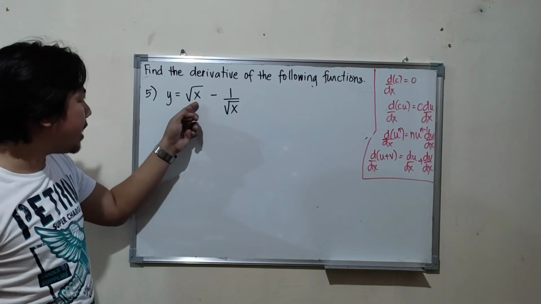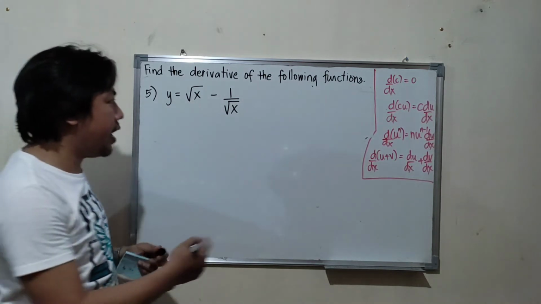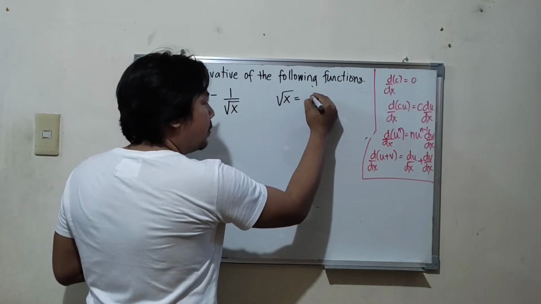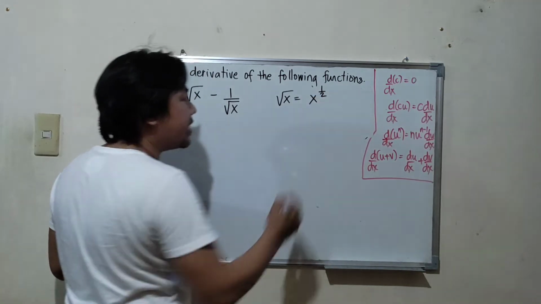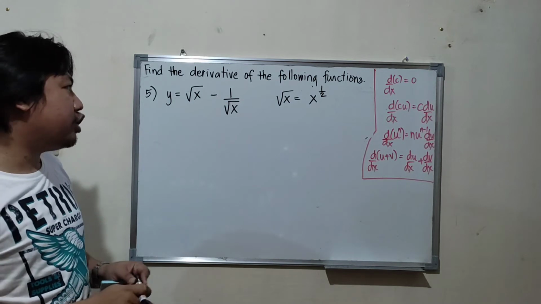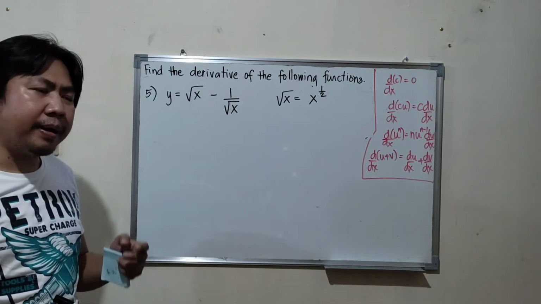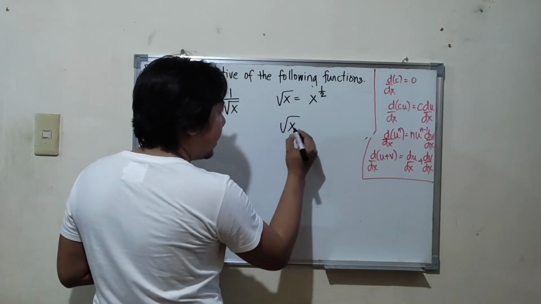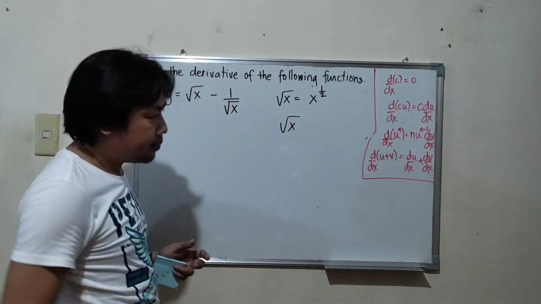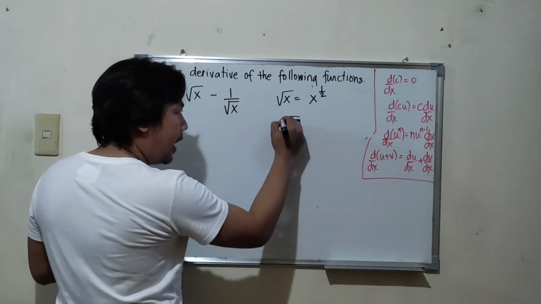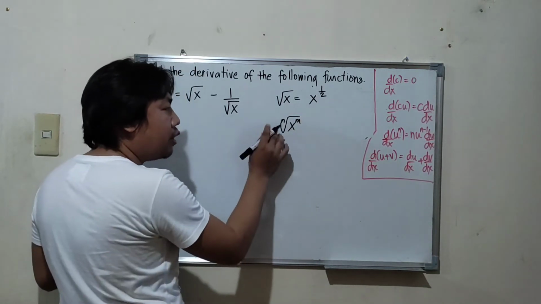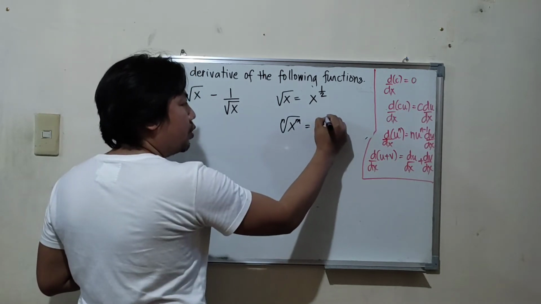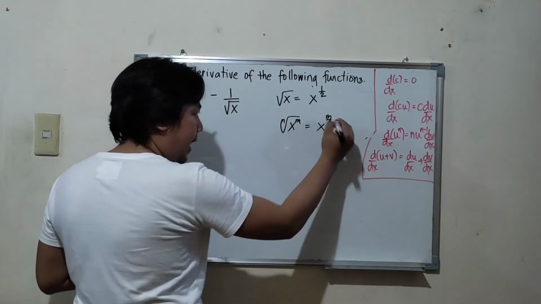So, since meron tayong radical, ang square root of x, pwede rin niyang isulat as square root of x that is equal to x raised to 1 half. Since sa definition ng radical natin, pwede rin niyang isulat as rational exponent. So, we have nth root of x to the m, that is equal to x raised to m over n.